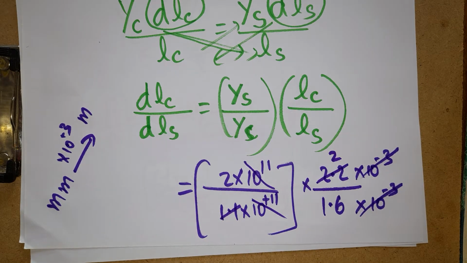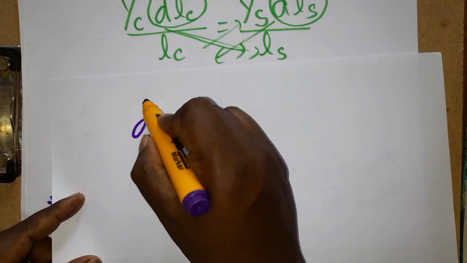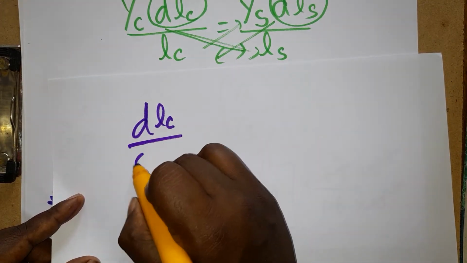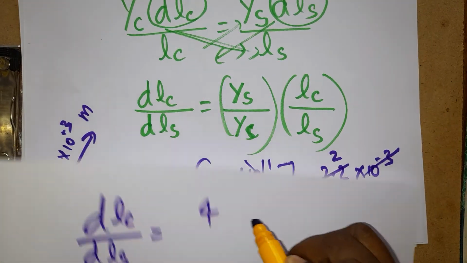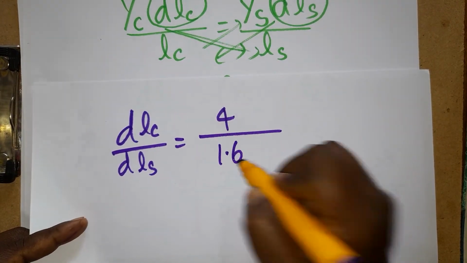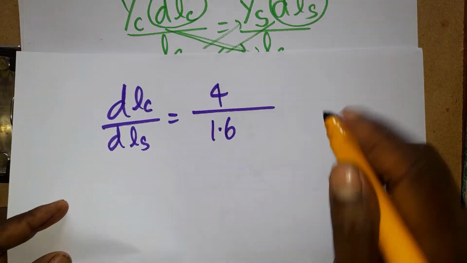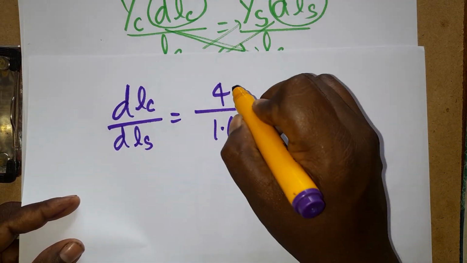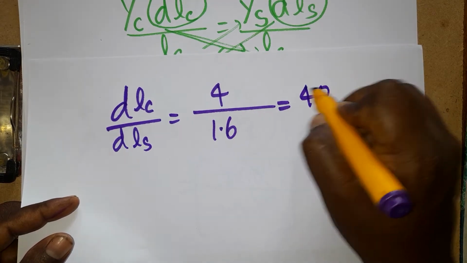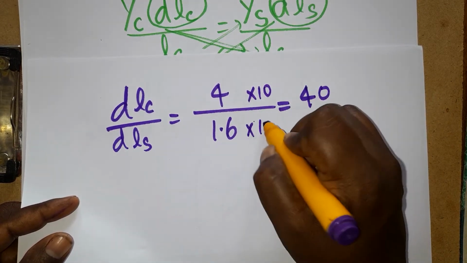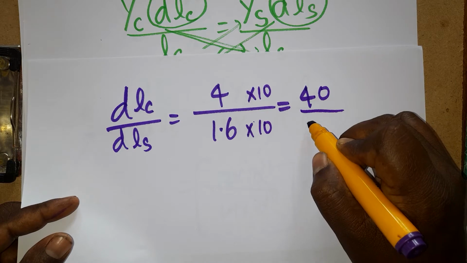So changing length of copper wire divided by changing length of steel wire is equal to 4 divided by 1.6. Okay, very simple number I will get. So 4 divided by 1.6 I will get. So if you want to make it a round number, multiply 10 as a numerator, 10 as a denominator. So 40 divided by 16.